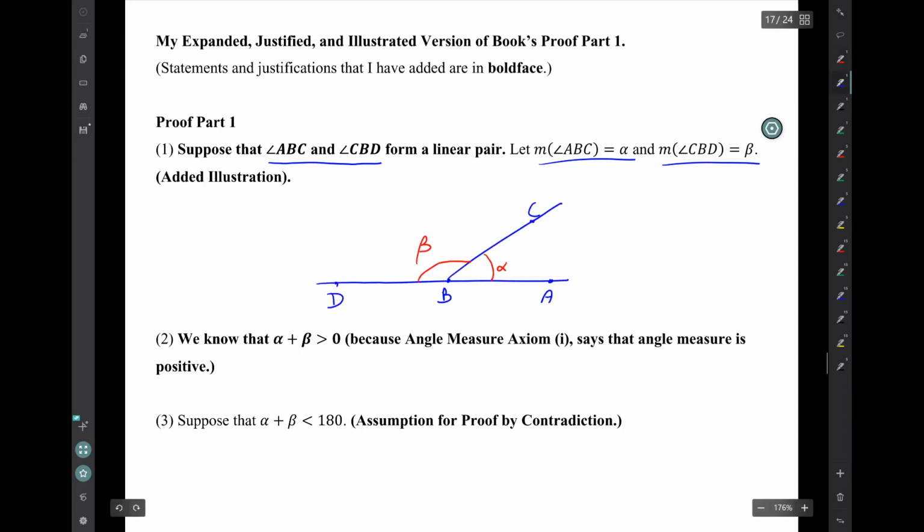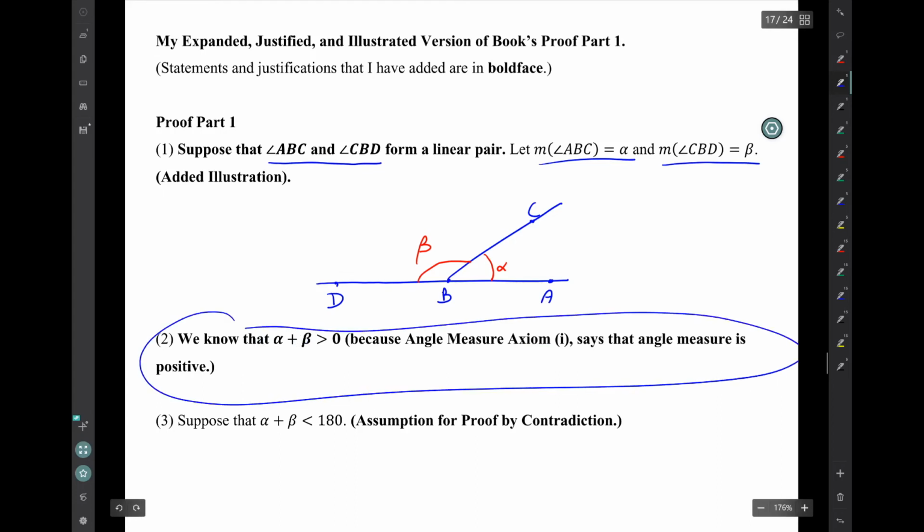Statement 2. We know that alpha plus beta is greater than 0. Why? Well, because angle measure addition axiom says that angle measure is positive. So if I add two positive numbers together, I'm going to get a number that's greater than 0. That's not stated in the book's proof. That's why I have it in boldface here.